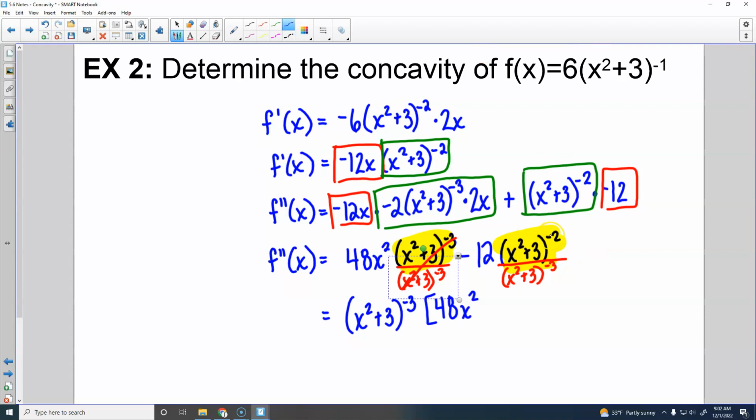I had a negative 2. I took negative 3 away. What? It is going to be minus 12 times x squared plus 3 just to the first power.